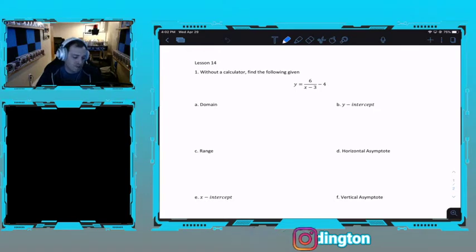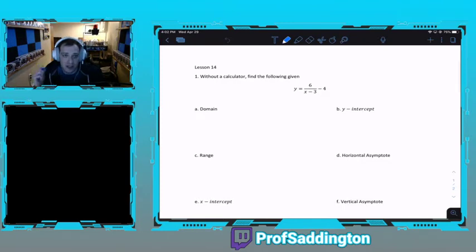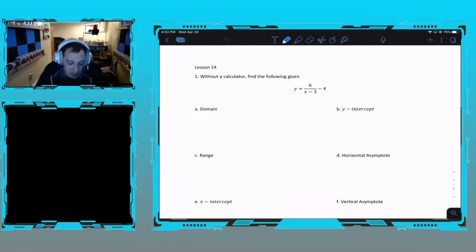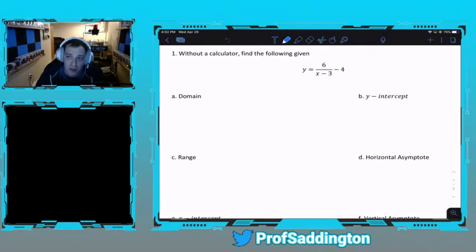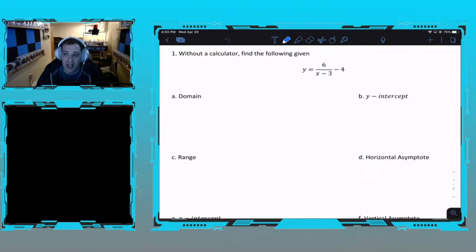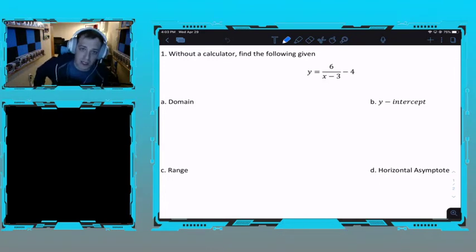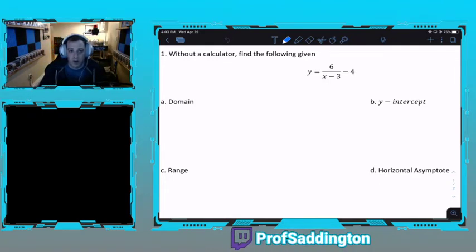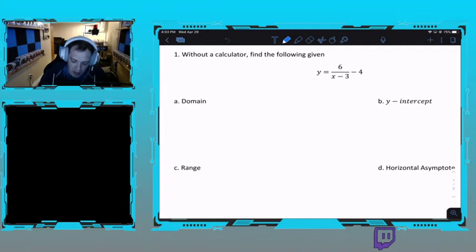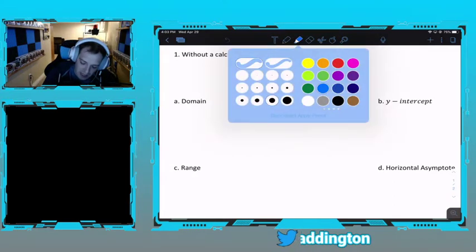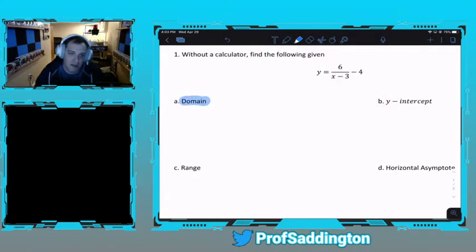Okay. So with that in mind, again, this is lesson 14, not 13. So if you're confused when you start watching this and you're like, nothing's matching up, that is why. Okay. So I am going to zoom in on this function. We have y equals 6 over x minus 3, all subtracted by 4. So part A is asking us to find the domain of this function.